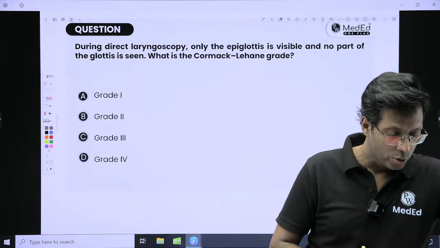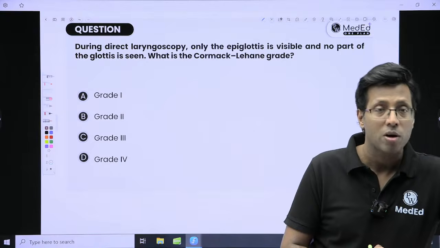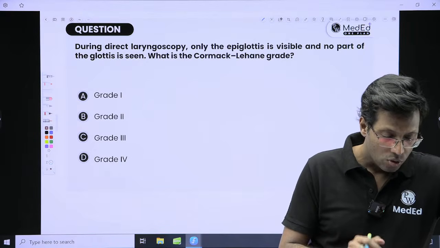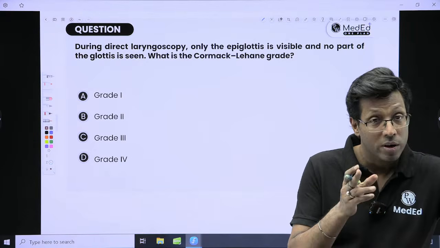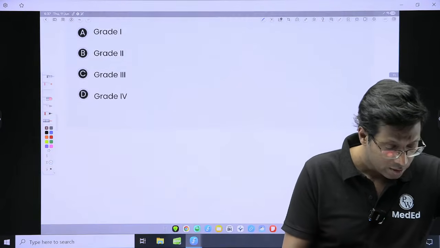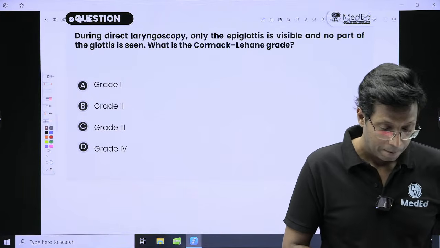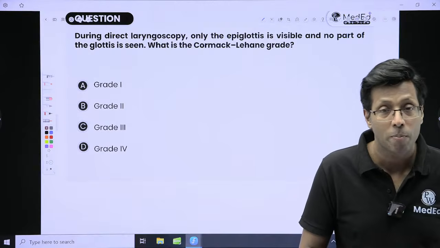तो during direct laryngoscopy, only the epiglottis is visible and no part of the glottis is seen. Okay, so what is the Cormack-Lehane grading? Is it grade 1, grade 2, grade 3 or grade 4? Yes, कौन सा grading है? Cormack-Lehane grading, only the epiglottis, okay, and no part of the glottis is seen.